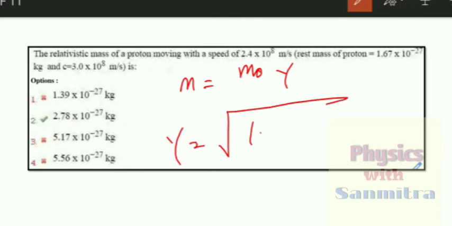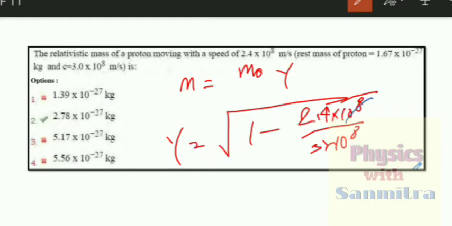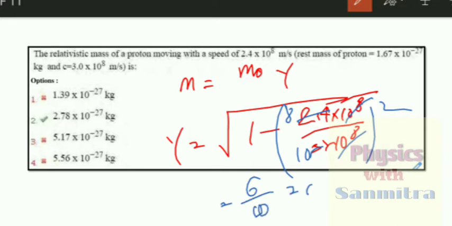Gamma is 1 over root of 1 minus v squared by c square. Here v is 2.4 into 10 to the power 8, and c is 3 into 10 to the power 8, and we can cancel out 10 to the power 8. This is 8 by 10. So 1 minus 8 by 10 squared, that is 1 minus 0.64, which is 0.36, and its root is 0.6.